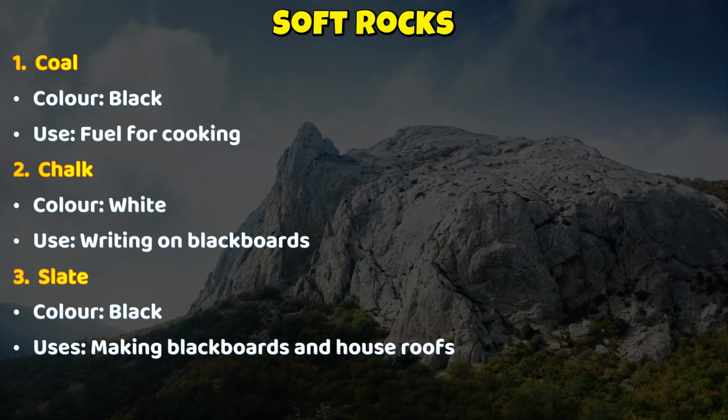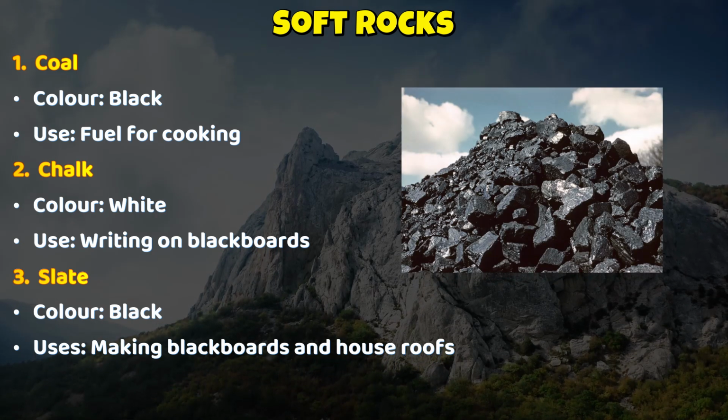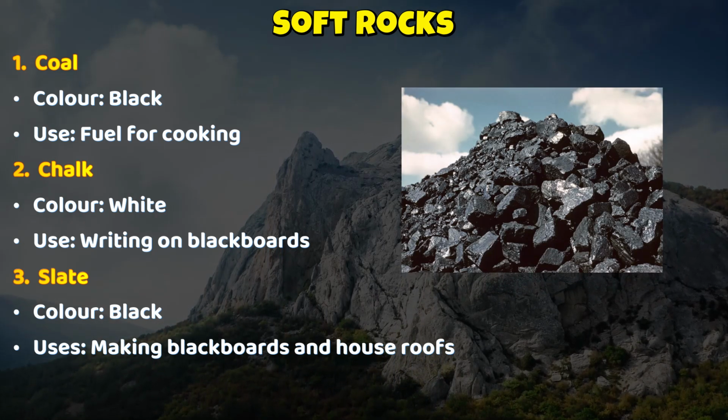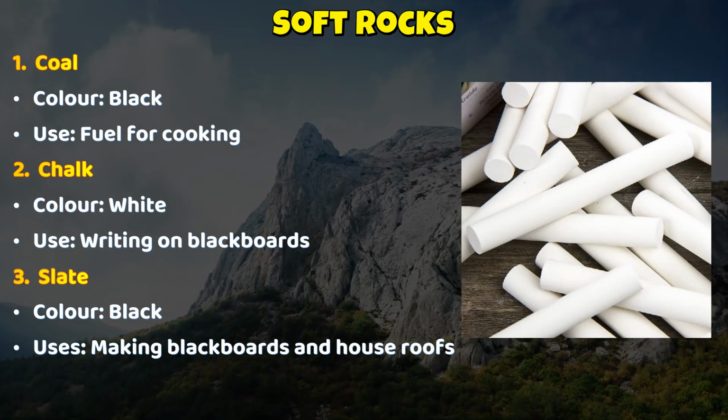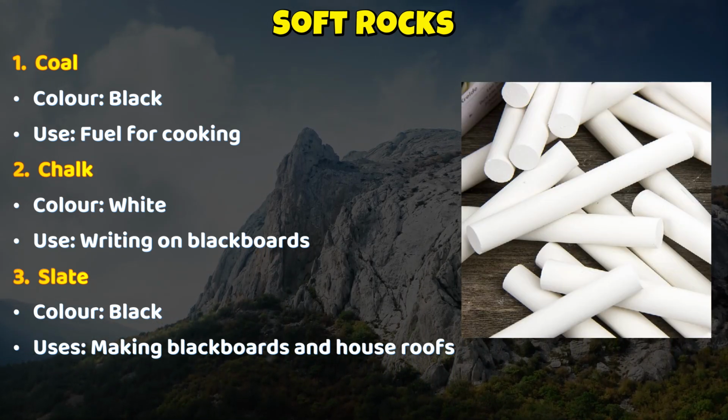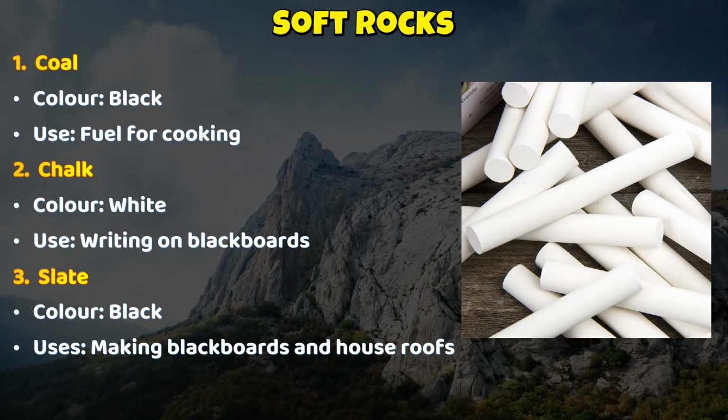Soft rocks. Coal. Color: black. Use: fuel for cooking. Chalk. Color: white. Use: writing on blackboards.